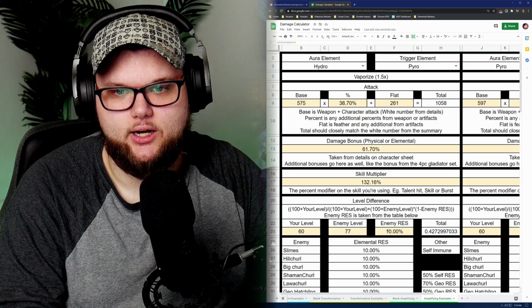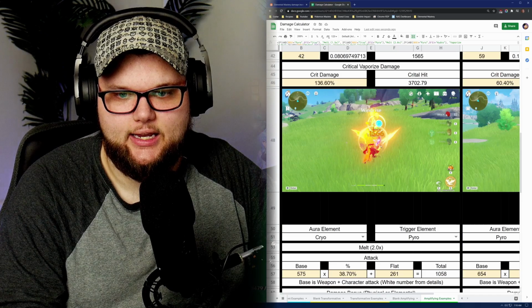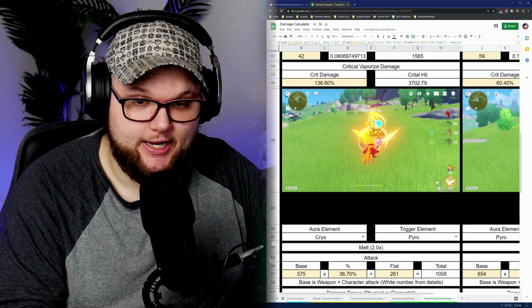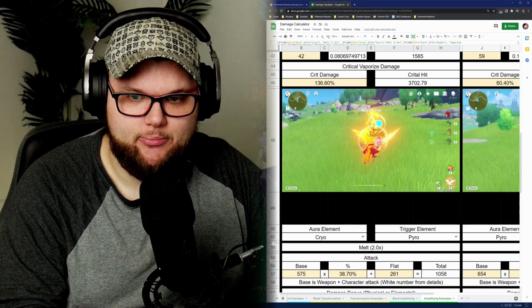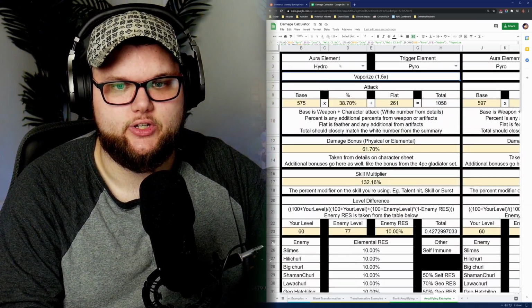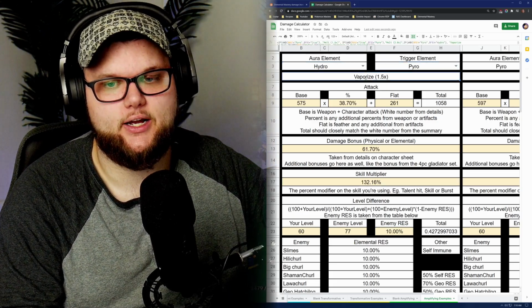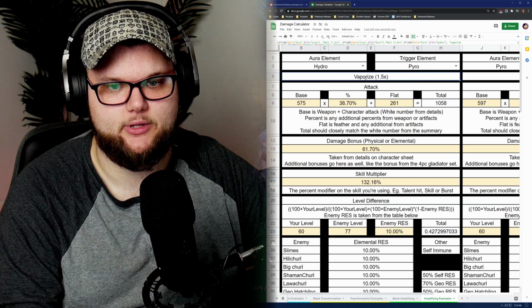So let's take a look at a couple of examples here. In this image here, we actually see Diluc attacking a Hilichurl that is afflicted by Hydro. So we are applying Vaporize with Pyro as our trigger element. You can see the aura element here is Hydro, trigger element is Pyro, which means we should hit Vaporize for 1.5 times the damage.